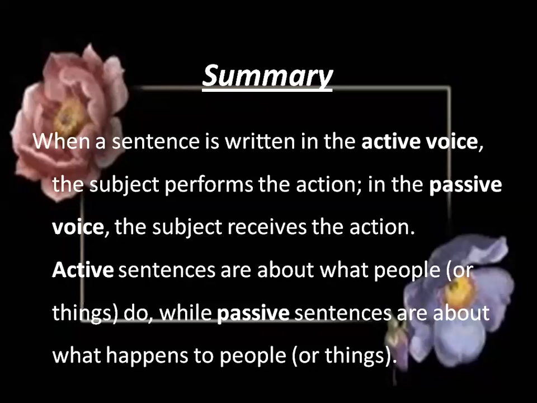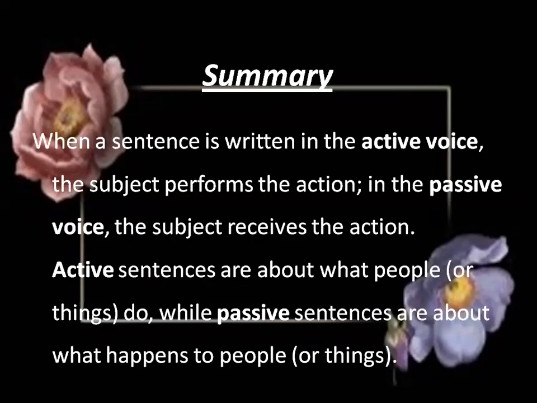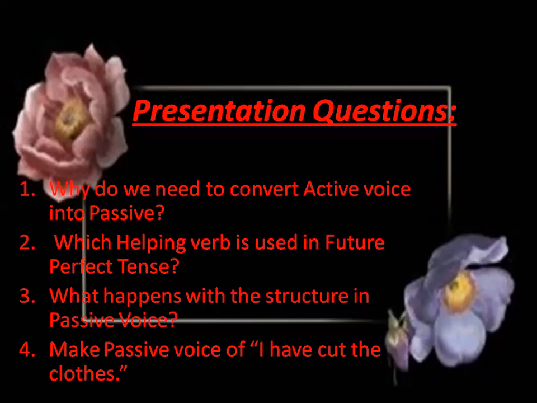Active sentences are about what people or things do, but in passive sentences we talk about what happens to people or to things. In active voice, what work people did; but what work was done to a thing or to a person, this is called the passive voice. These are the two types of sentences to communicate anything. So this is all about this lecture on active and passive voice of perfect tenses.